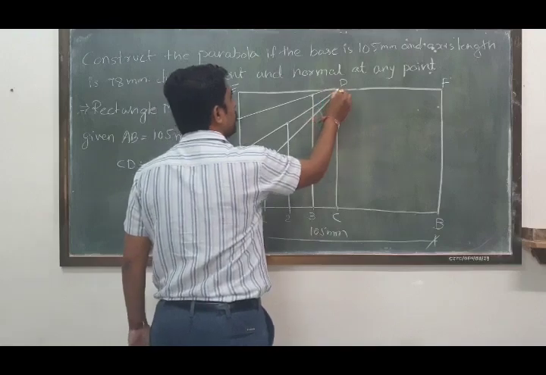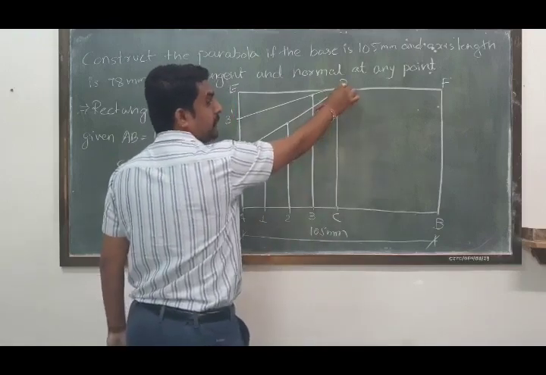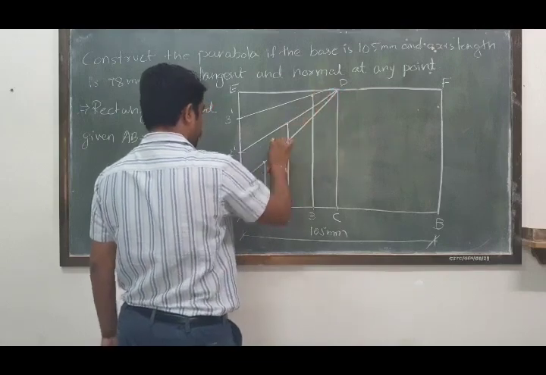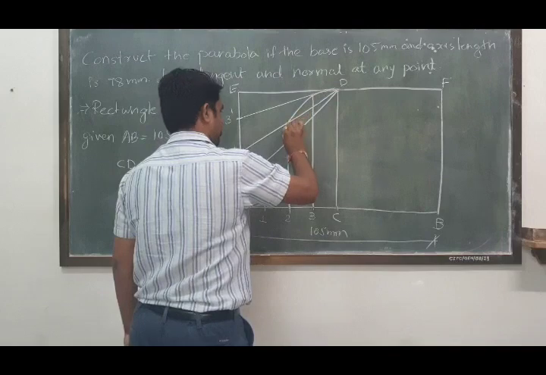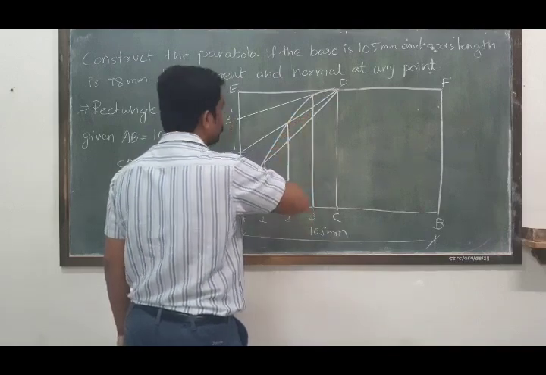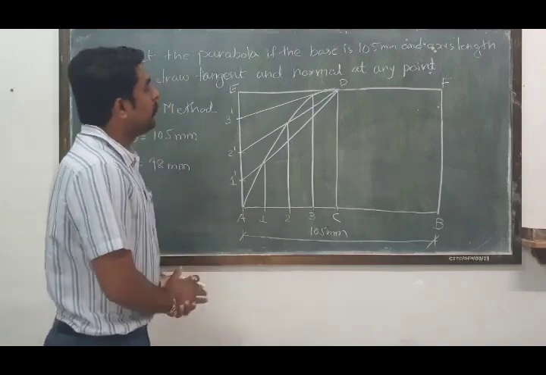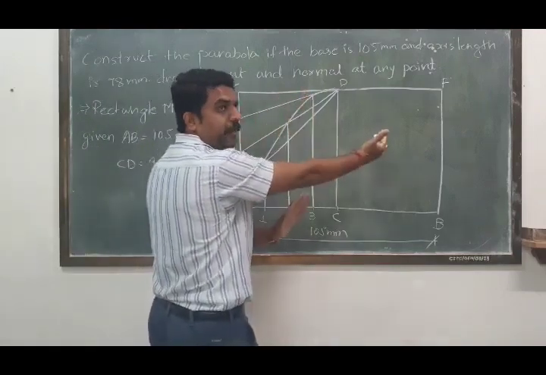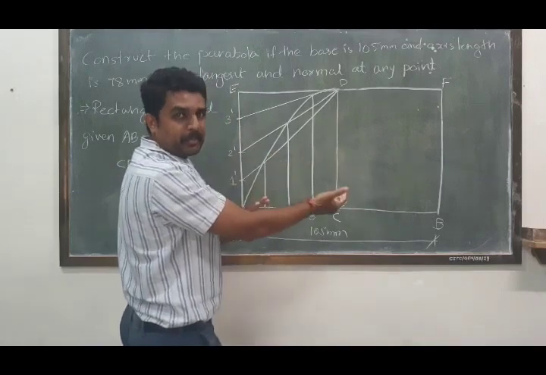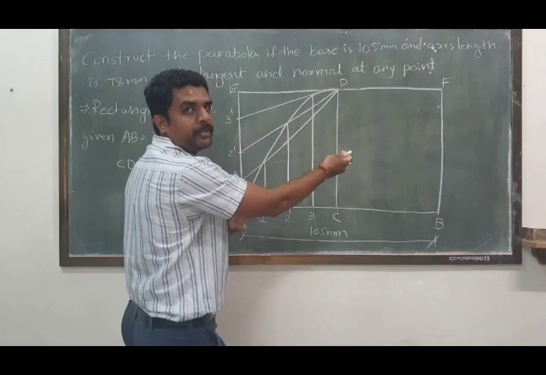Now with a smooth curve, join A and D such that the curve should pass through these 3 points, and you will get half parabola. For remaining half parabola, either you can transfer these points or you can repeat the same procedure. I will show you how to transfer these points on that side.